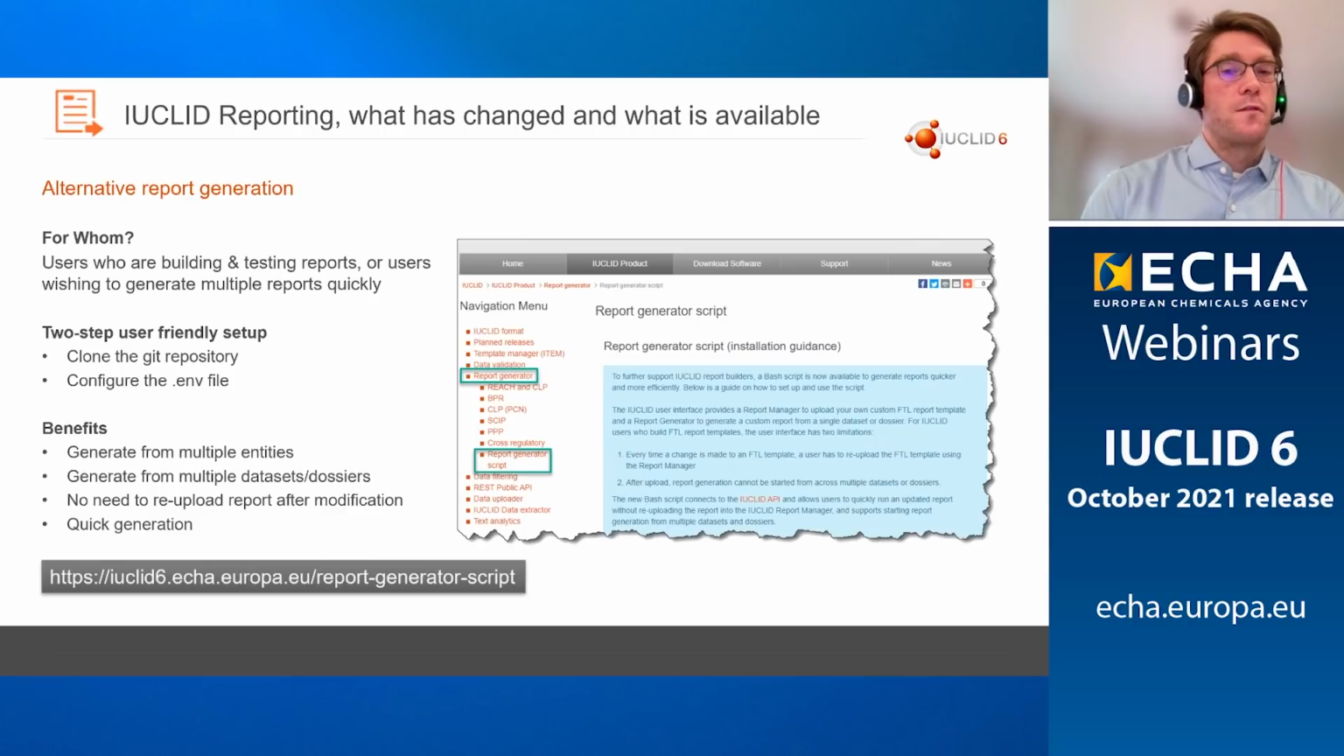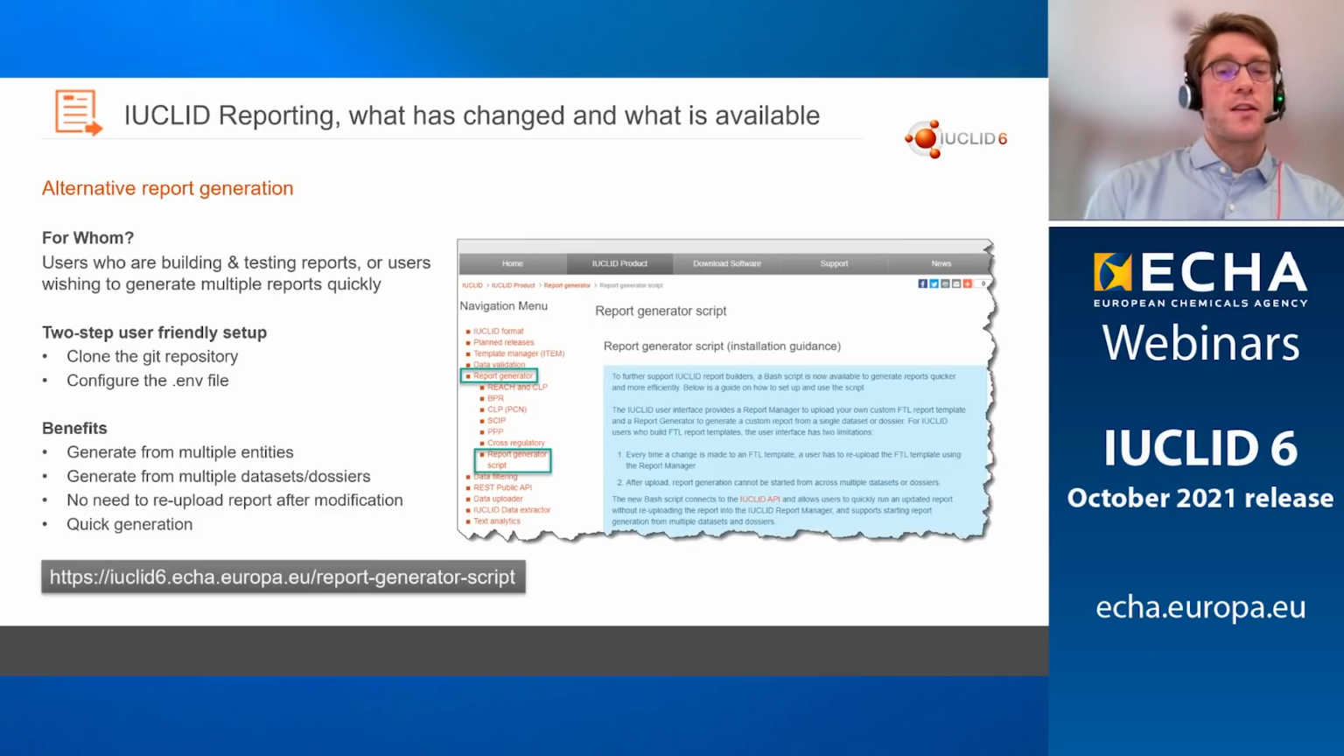The benefits of this alternative route generation is that you can generate a report from multiple entities, so from substances, mixtures, even categories. You can generate it from multiple datasets and dossiers. There's no need to re-upload the report if you've modified, for instance, a report template, and it's extremely quick to generate once it's set up.